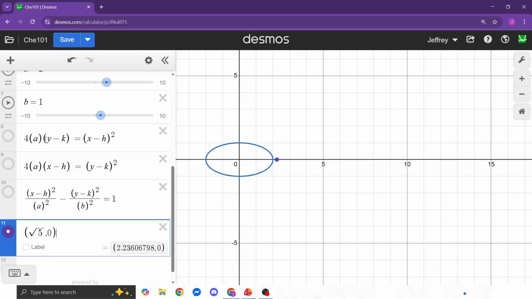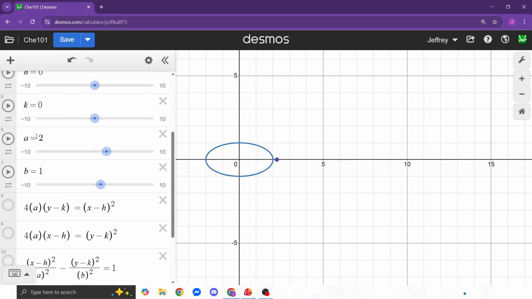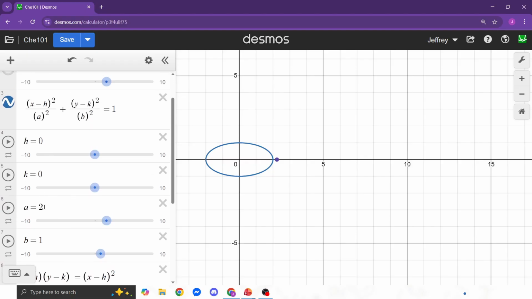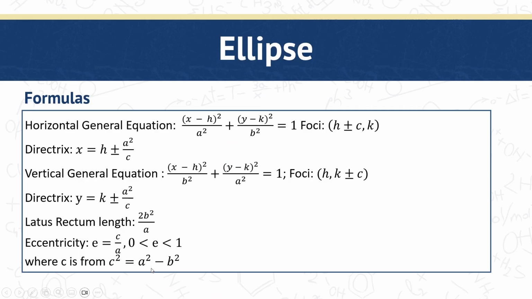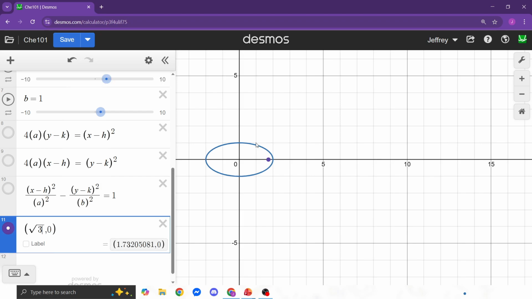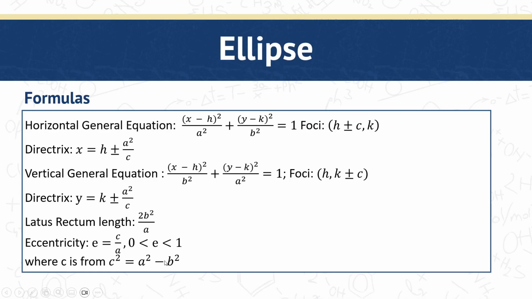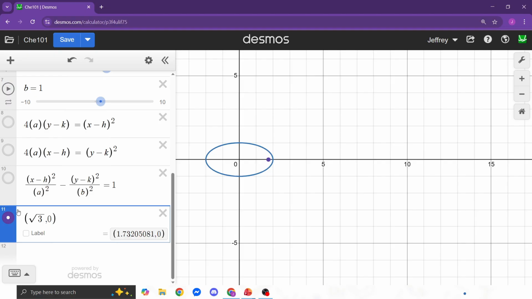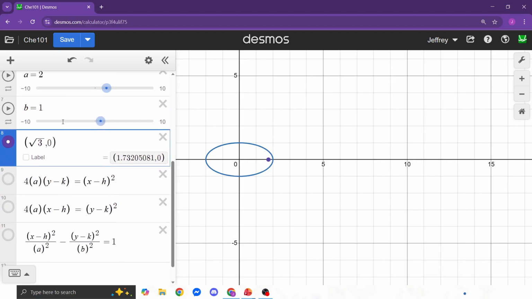Wait, no. That seems wrong. 2, 1, 2. Wait, no. Square root of 3. It's minus. So that's the focus. 2 squared, yeah. Let's bring this up here.